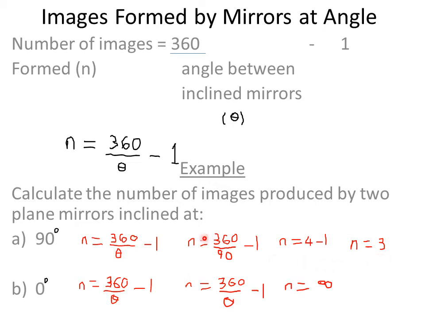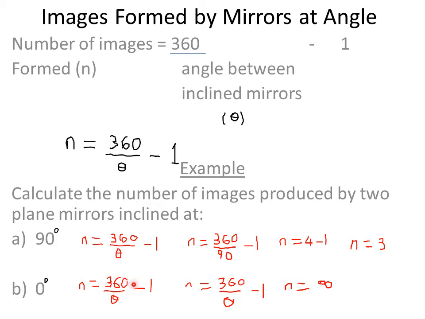Then if two mirrors are inclined at an angle of 0, that means the two mirrors are actually parallel to each other, because the angle between two parallel lines is simply 0 degrees. That's why we usually say that parallel lines may never meet. Why? Because they are parallel, the angle between such two mirrors will be 0 degrees. So the number of images is 360 over theta, where theta is the angle between the two mirrors. For parallel mirrors the angle is 0, so it will be 360 divided by 0 minus 1.